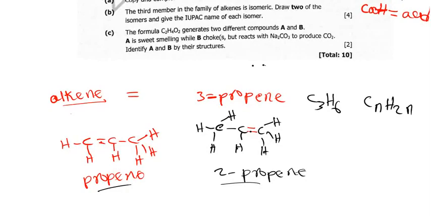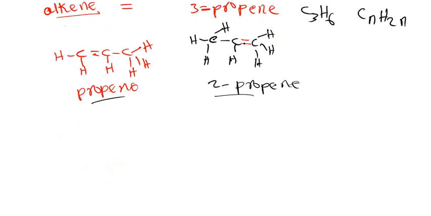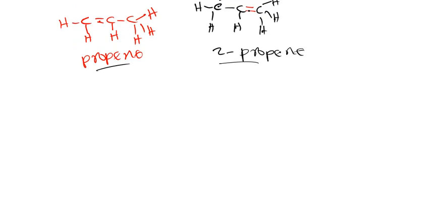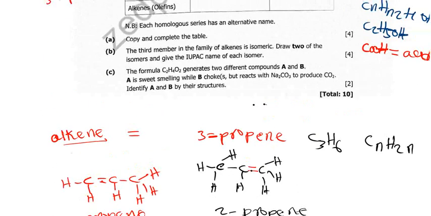Some say it's sour. All those are the properties of carboxylic acid. So based on those truths, we'll say compound A is an ester, while B is an acid. So identify A and B by their structures.